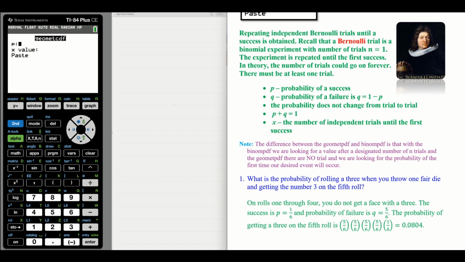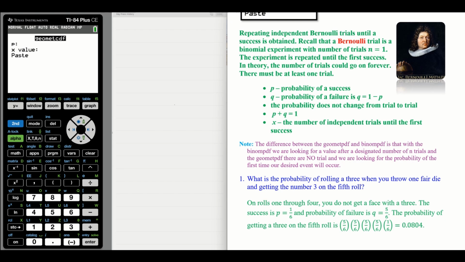We need to note that the difference between the geometpdf and the binomial PDF is that with the binomial PDF, we are looking for a value after a designated number of n trials. And for the geometpdf, there will be no trials. If you look over on our calculator, I have that set up. Notice we have probability, and we need an x value, but there is no n or trials asked for.